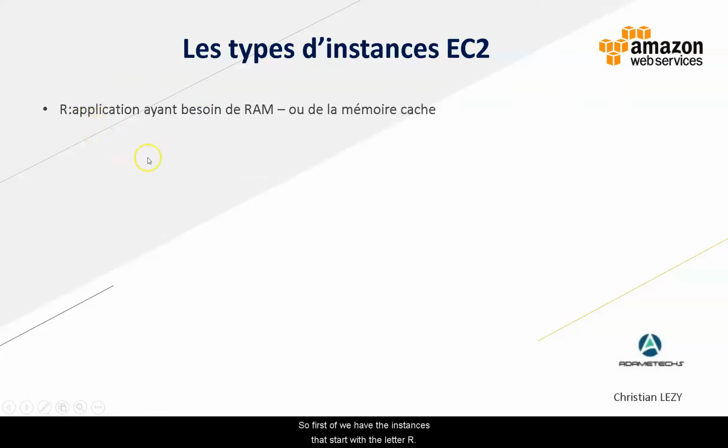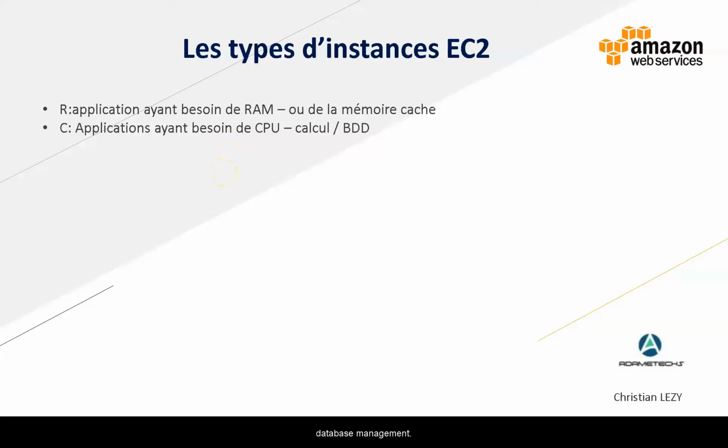So first off, we have the instances starting with the letter R. They are intended for applications that need RAM, hence the letter R, as well as cache memory. Instances that start with the letter C are for applications that need CPU and will be adapted for computing or database management.